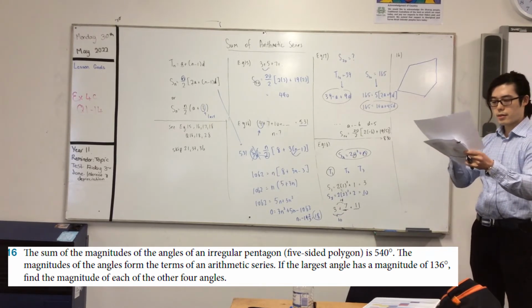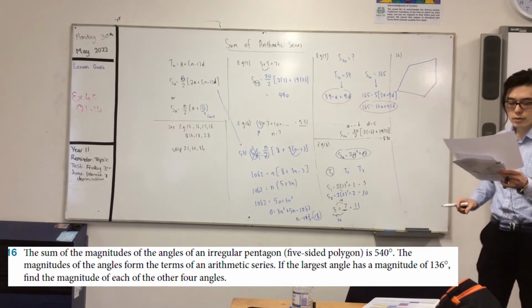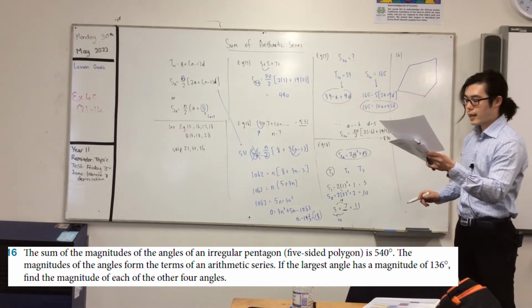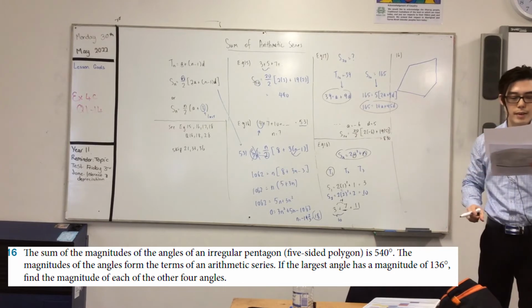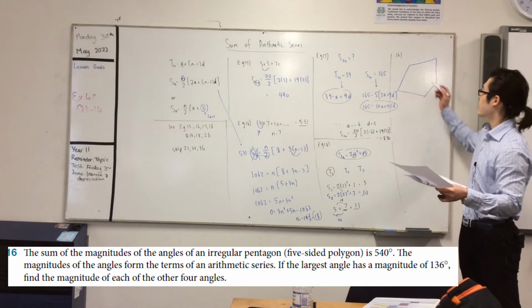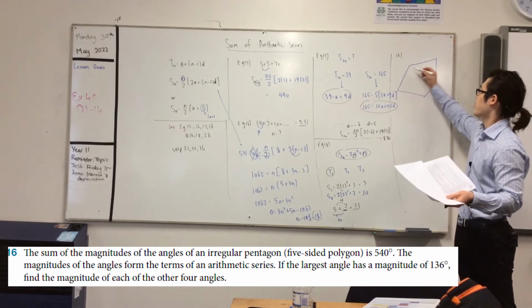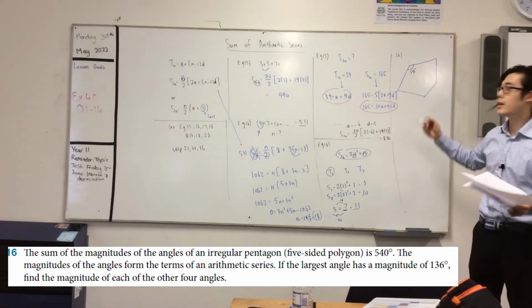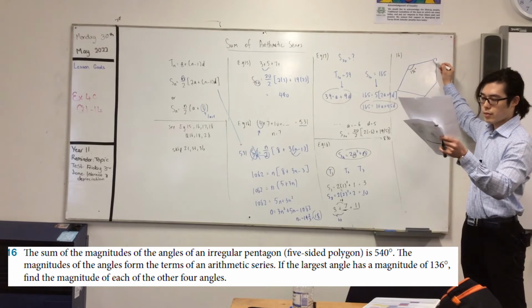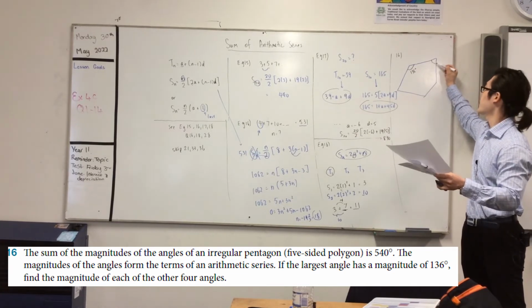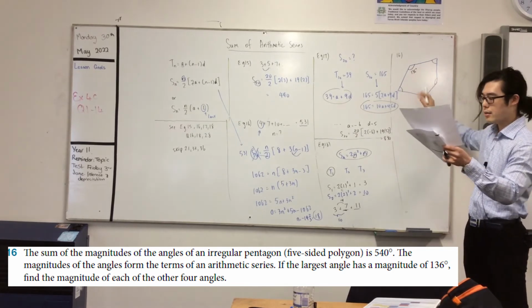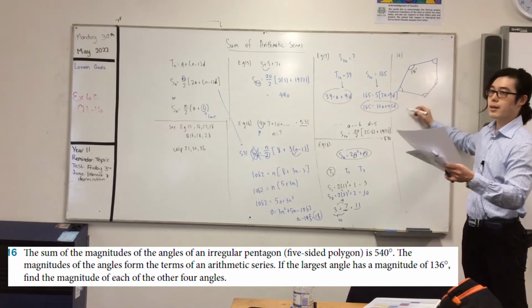Girls, come on, listen. The magnitudes of the angles form the terms of an arithmetic series. If the largest angle has a magnitude of 136, find the magnitude of each of the other 4 angles. So what that means, just look at my diagram, is let's say that's the largest angle, 136. What they're asking is, you've got to find out what that angle is, that angle is, that angle is, and how many angles are there?